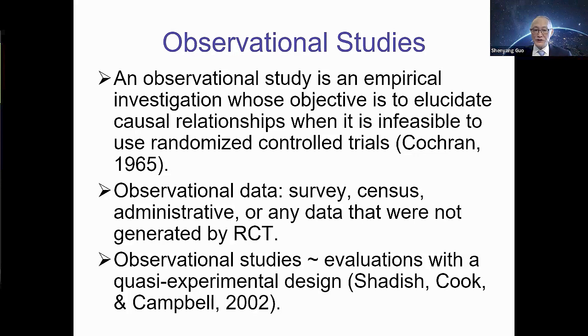So basically, we use observational data, including survey data, census data, or administrative data. But the purpose of using these data sets is to draw causal inferences. So whenever you have causal inference as a central research question, but you cannot do RCT, propensity score analysis is one of the methods you must consider. And studies not using RCT are generally called observational studies.